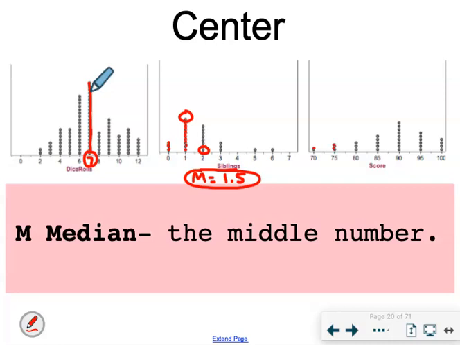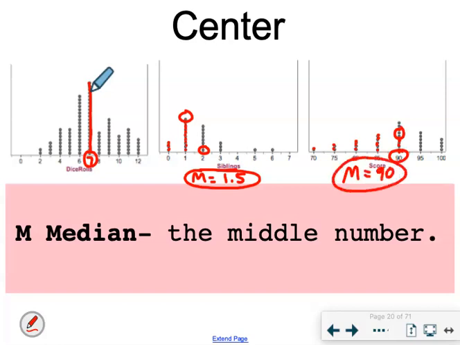So this is 1, 2, 3, 4, 5, 6, 7, 8, 9, 10. Hang on, I might have done that wrong. We have 6 so far, 7, 8, 9, 10, 11, 12, 13, 14, 15. So our 15th and 16th dots are going to both be in this 90 range. So our median is going to be 90.